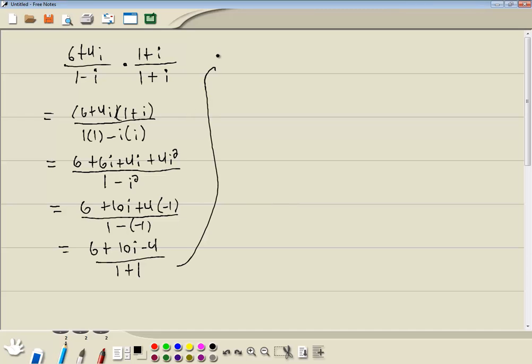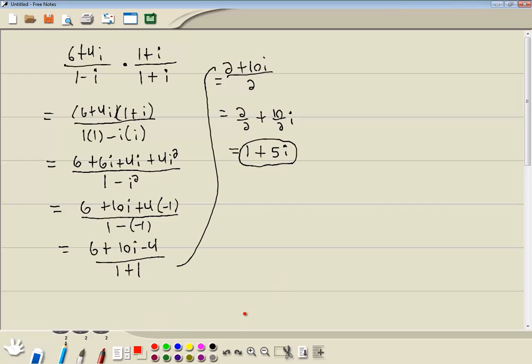Back up on top, 6 minus 4 is 2 plus 10i over 1 plus 1 is 2. Now whenever you have an imaginary part, you want to split it apart. Your real part separate from the imaginary. So put the 2 over the 2 plus 10 over 2 with an i to the side. So real part separate from the imaginary. 2 divided by 2 is 1, and 10 divided by 2 is 5. So we end up with 1 plus 5i.